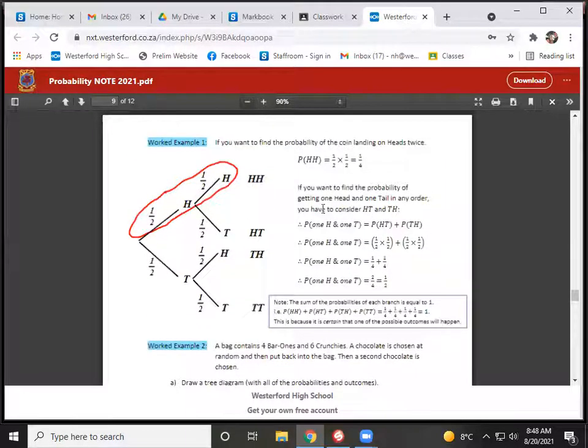If it's more than one thing, so here they said, if you want to find the probability of getting one head and one tail in any order, you have to consider heads, tails, and tails, heads. Because if they say, I want one head and one tail, they're not saying first heads and then tails. They're saying one head and one tail. So it can be this outcome or that outcome.